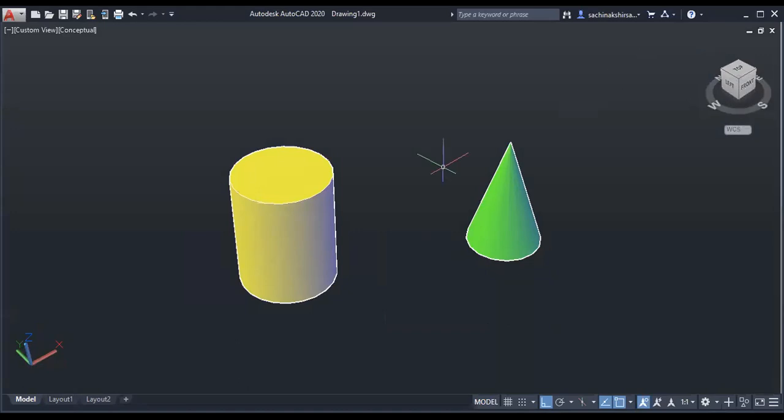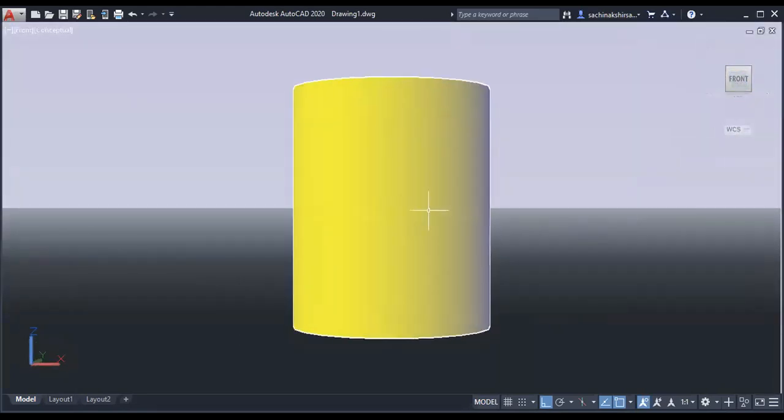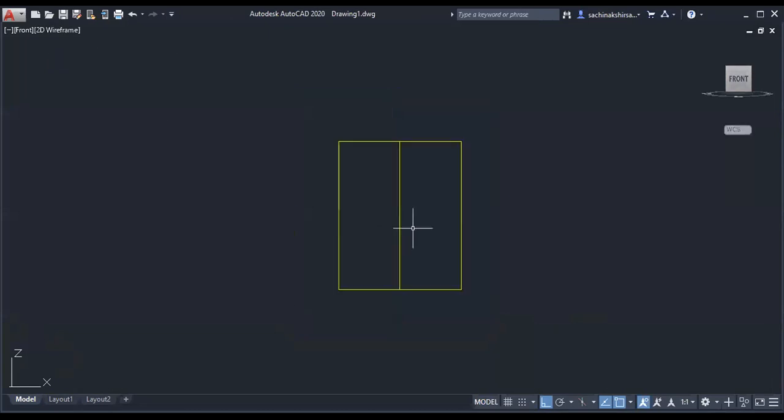One more thing: if you want to see the front view of this cylinder, it will simply be a rectangle. It will be a rectangle like this.